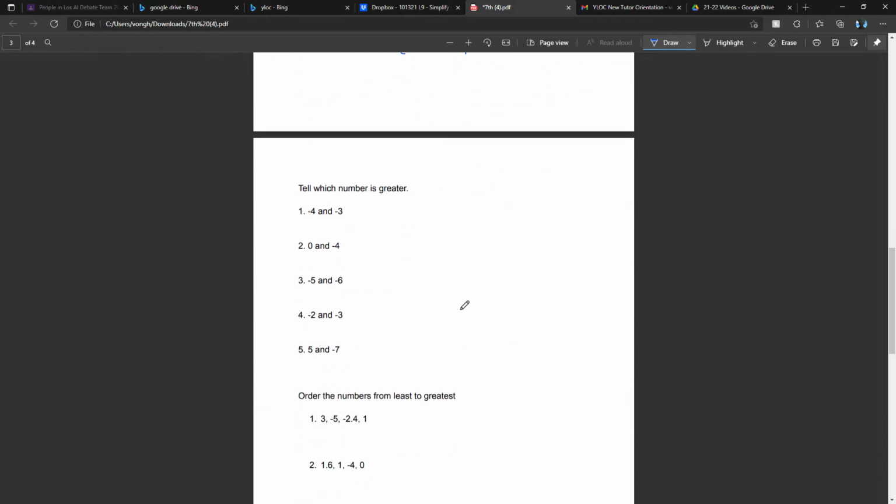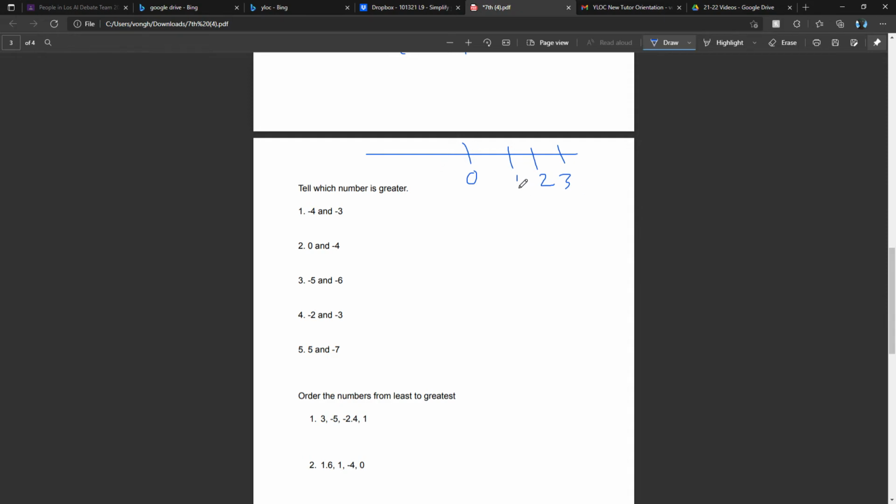Tell which number is greater. We have -4 and -3. Now, in a number line, it goes backwards. So when you have a number line, you have 0, and then you have 1, 2, and 3. The greatest to least goes from left to right. Just remember that.